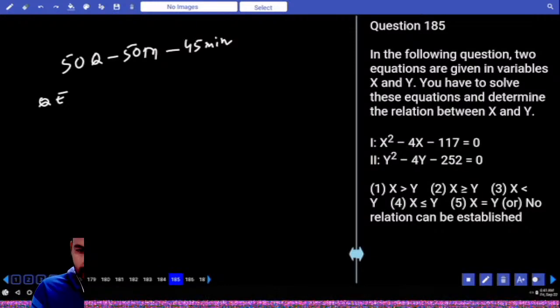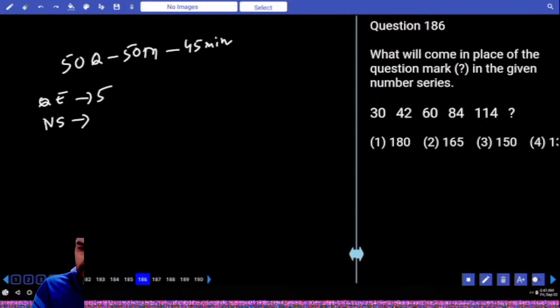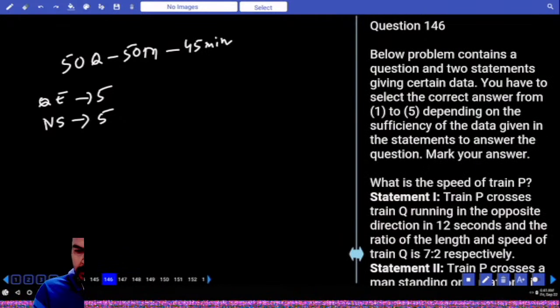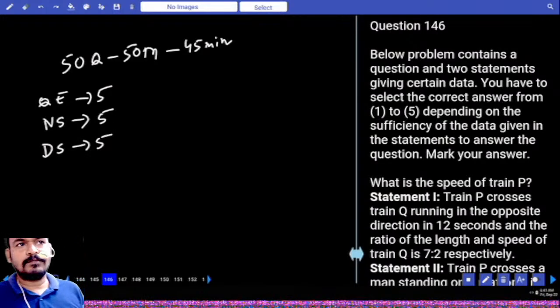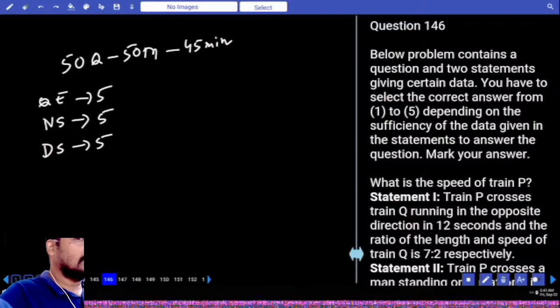4, 5. Total 5 questions. That is the first one. Second one, number series. Again, how many questions are given? 5. Okay. Next one, data sufficiency, from 146 to 150. How many questions are given? 5. 5 3s are 15 questions, completed in minimum 10 minutes, maximum 15 minutes of timer.